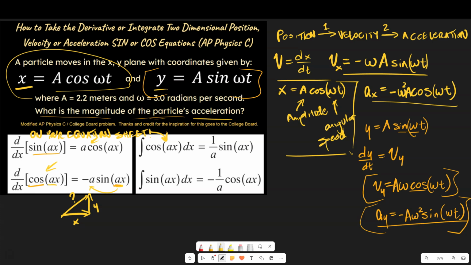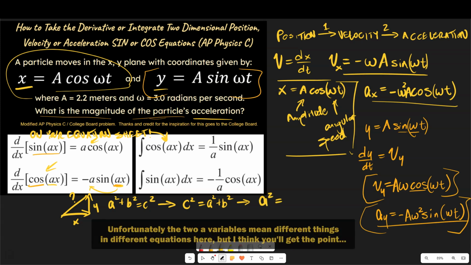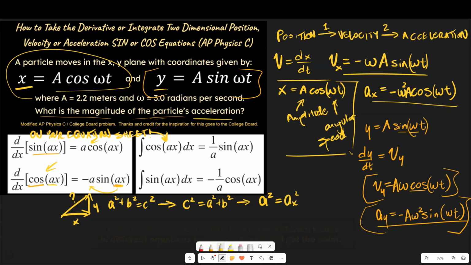So we can say our Pythagorean theorem is just going to be a squared plus b squared is equal to c squared in general. All right, and so we could say, well, c squared in this case is equal to a squared plus b squared. And what do we even mean by that? Well, we mean this is our general acceleration equation. A squared is going to be equal to our acceleration of the x squared plus our acceleration of the y squared.